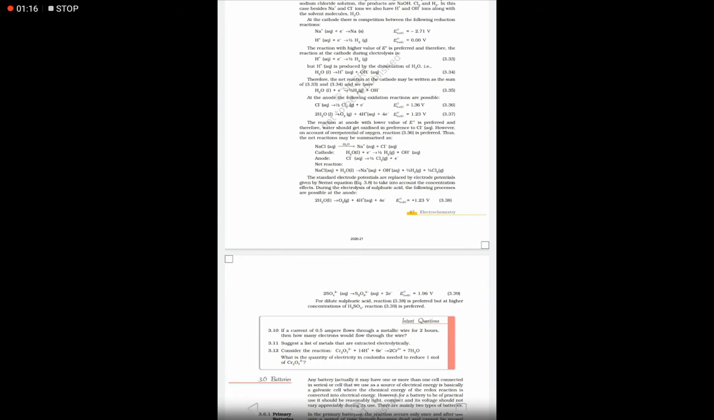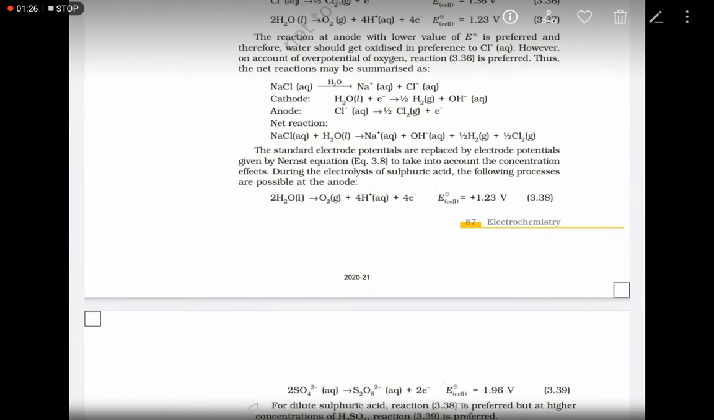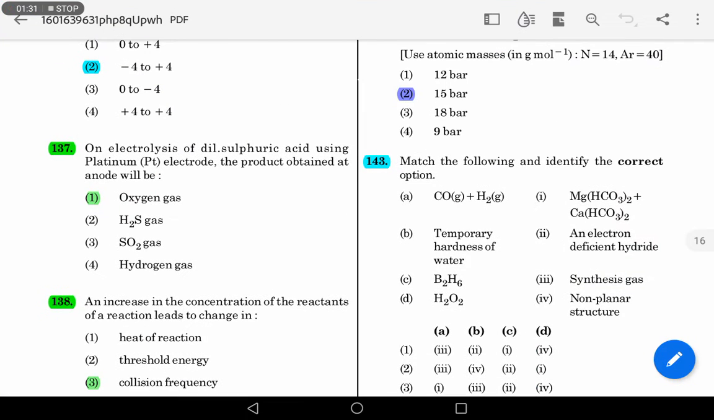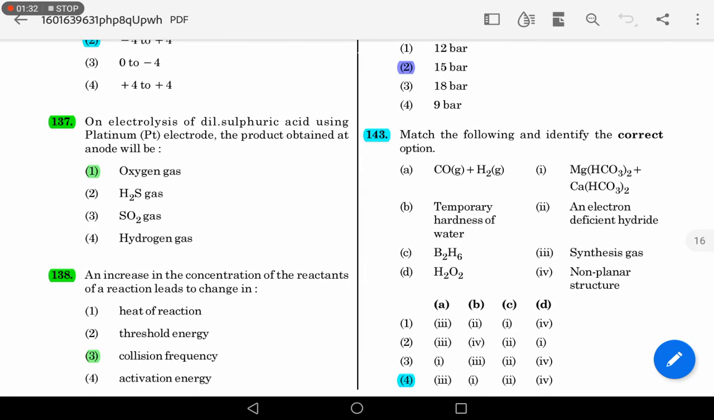So how to find out? In this case, for dilute sulfuric acid, reaction 3.38 is preferred. So oxygen is evolved, not S2O8 2 minus. So it's oxygen gas. Direct question.